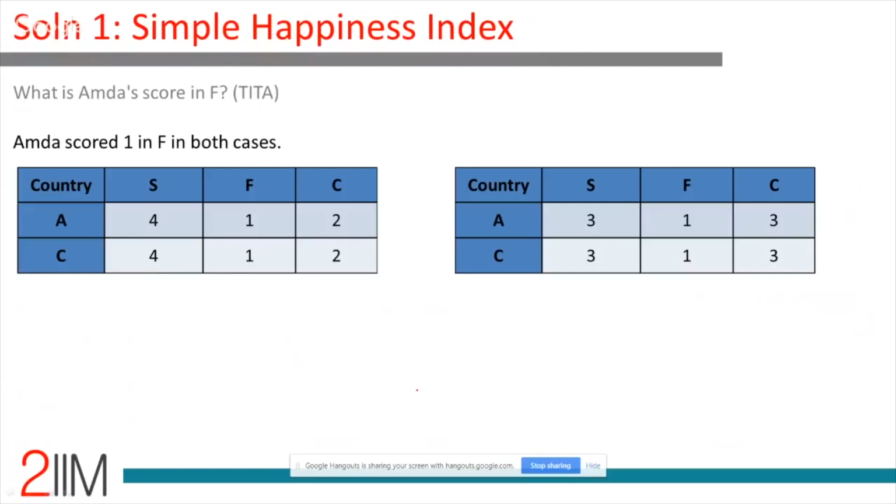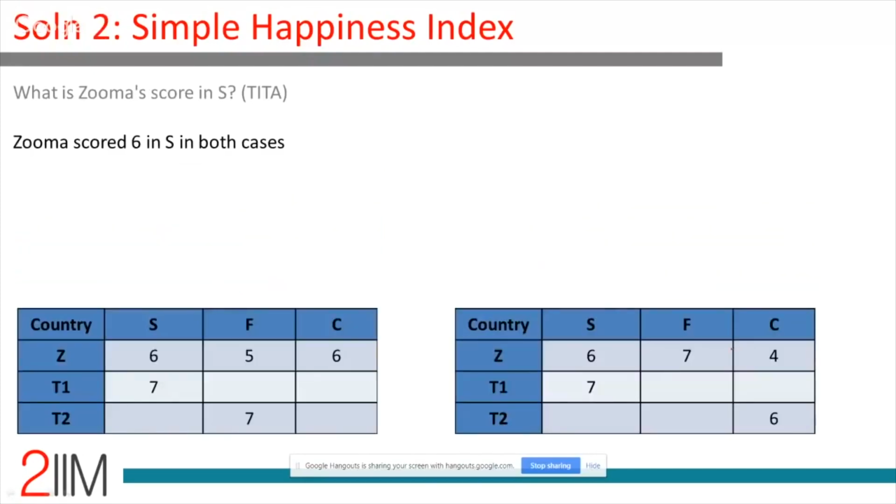In F, be it 4 1 2 or 3 1 3, AMDA score in F is 1 in both cases. Either 4 1 2, 4 1 2 or 3 1 3, 3 1 3. We cannot confidently say what is AMDA score in social support or corruption perception. Freedom of choice, both AMDA and CALA, is it A and C? Both have got 1 in all our scenarios. So 1, done. What is Zuma score in S, social support?